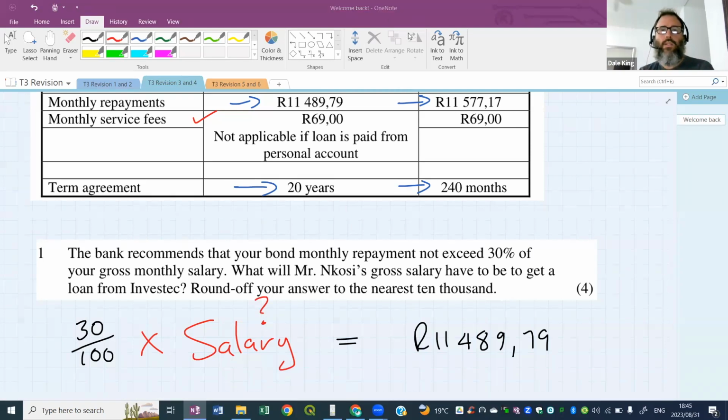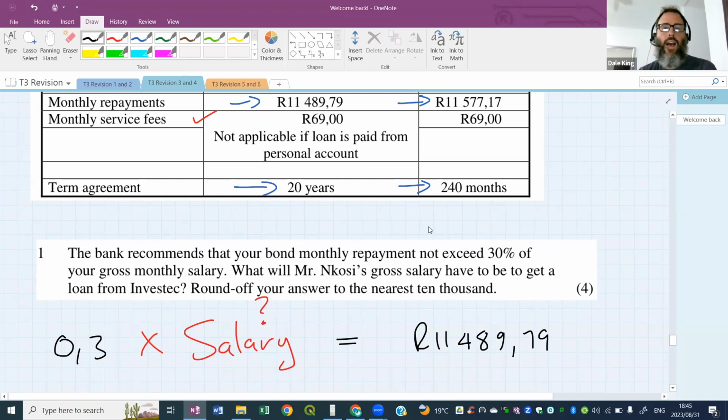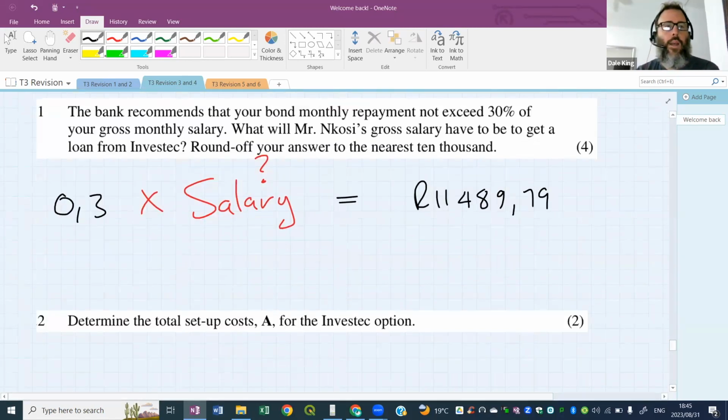Come on, Matrix. Come on now. What math can I do? There's an equation for you. I need to know what the salary is. And I'll make it a little bit easier for you. I'm going to say 30 over 100 is 0.3. So 0.3 times a number equals 11,489.79. There we go. Bravo. All right, the Matrix are tired, but they're still in the game.